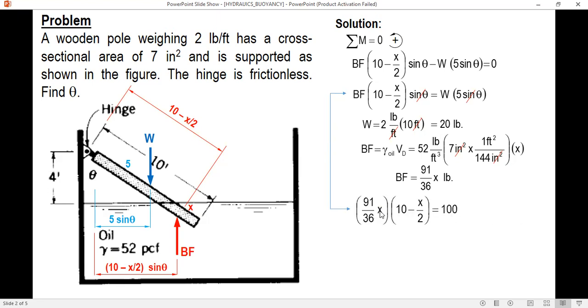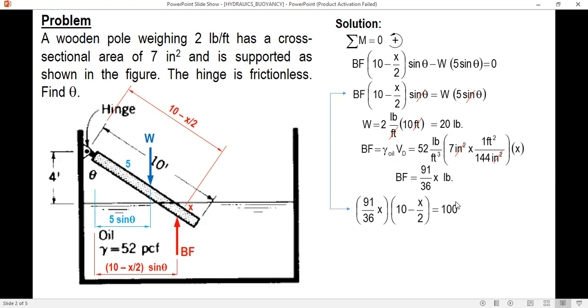And if you distribute these terms, in the second term the highest power of x is 2. It means that there are two possible roots or two possible values of x. One of them is correct. The other one is more than 10 feet, so it's not acceptable. So only one value is correct.